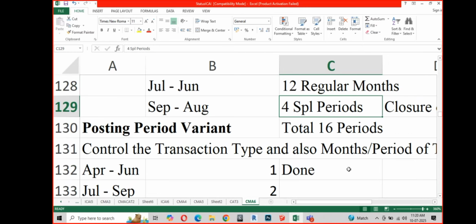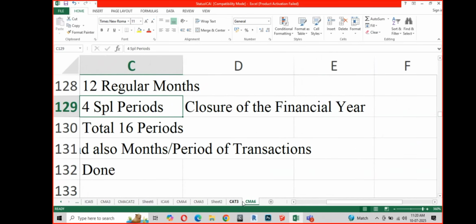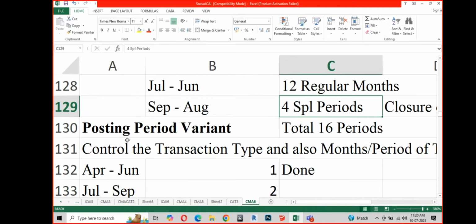Clear? Just mentally make note of this, or if you're jotting down some points, most welcome. Okay. Now, what else did we do?